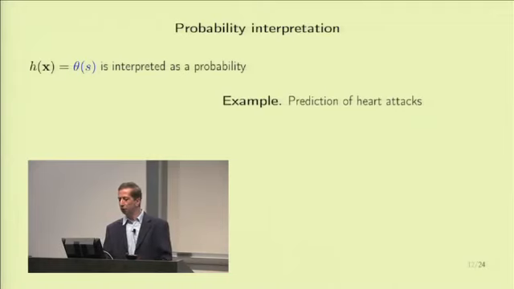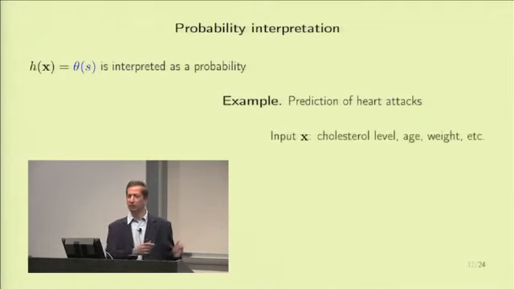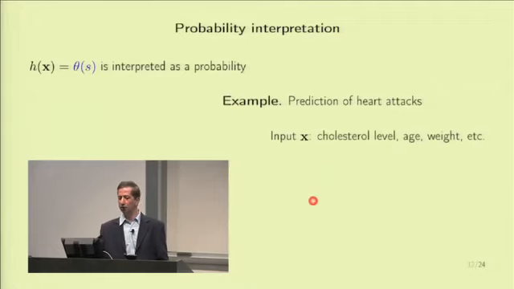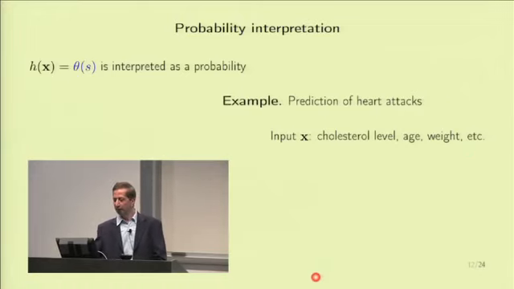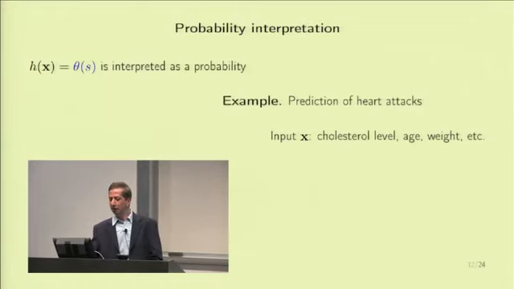So the kind of input you will have is data that are relevant to having a heart attack. So you can look at the cholesterol level, the age, the weight of the person, not the weight of the input, and so on, okay? And then the output here would be a probability, okay?